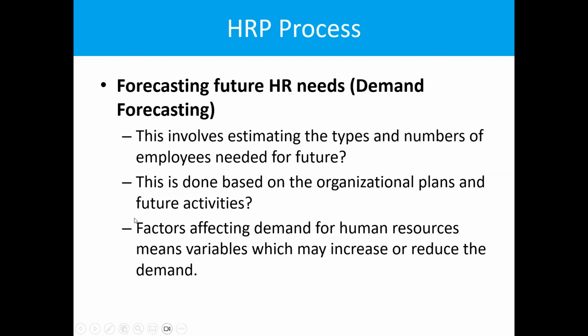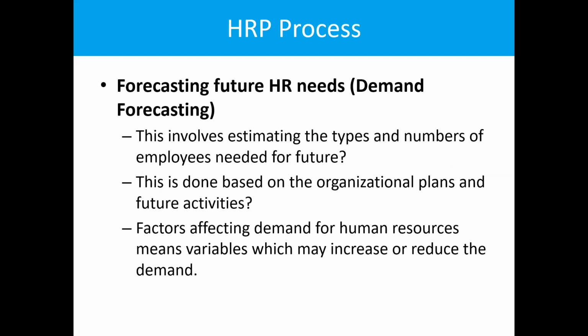Then the third step is forecasting future HR needs, demand forecasting in other words. In the HR planning process, the third one is forecasting future HR needs. How can we do that? Based on the previous steps, you can determine how many people will be required for the coming 5-year period. So this involves estimating the types and numbers of employees needed for the future.